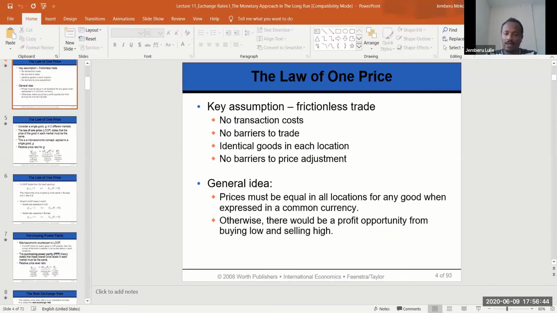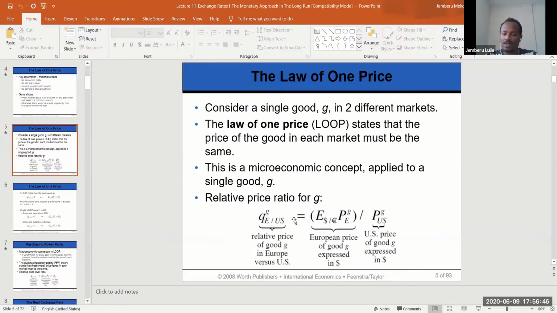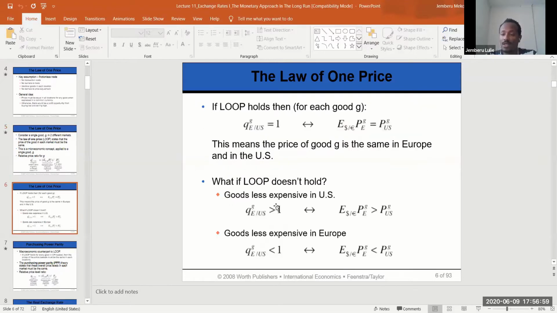Frictionless trade ካለ ሁለት ቦታ ያለ good, when the prices are expressed in the same currency, they should be the same. This is the law of one price. However እኩል ላይሆን ይችላል, greater than, less than ሊሆን ይችላል. That's another issue we'll talk about later, but this is what the equilibrium condition is stating.